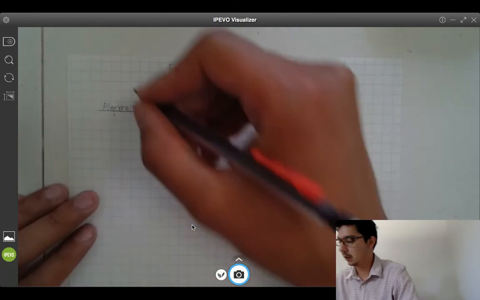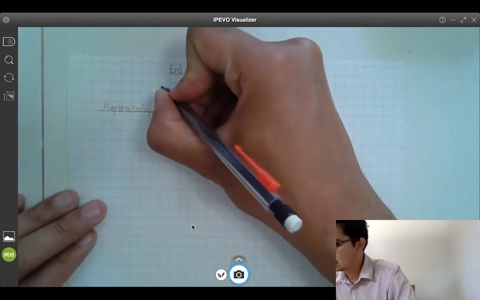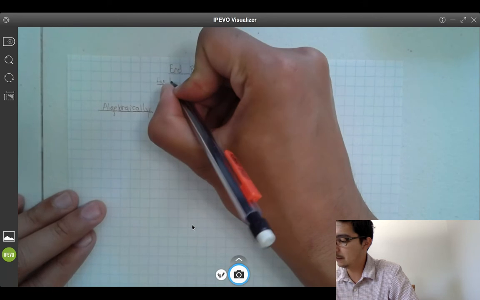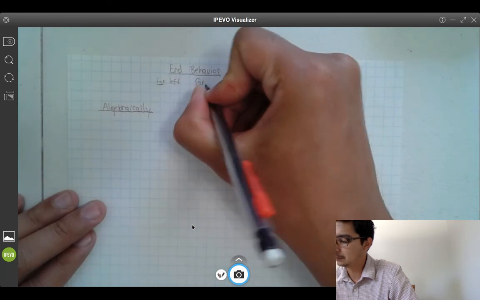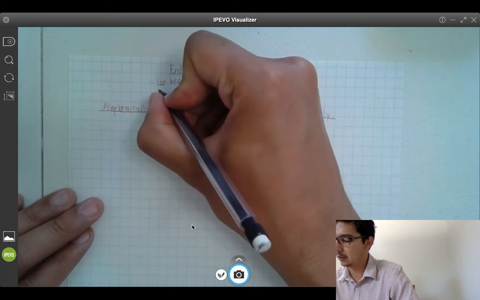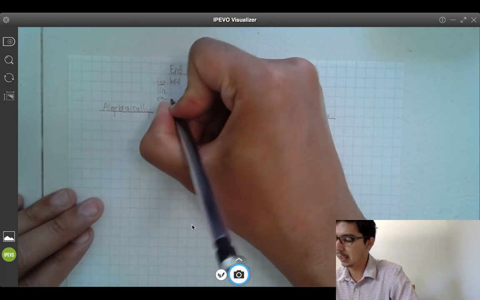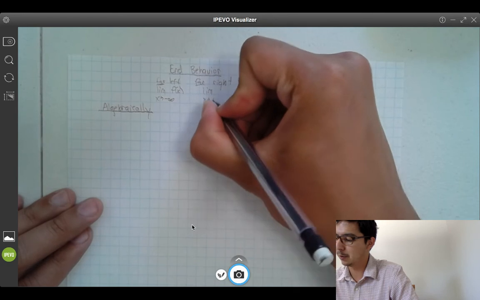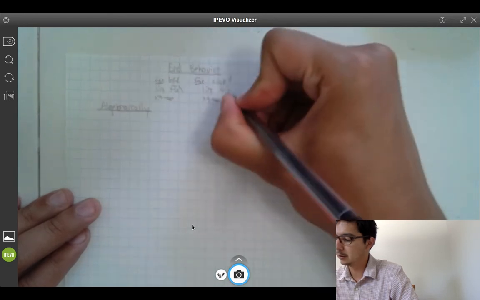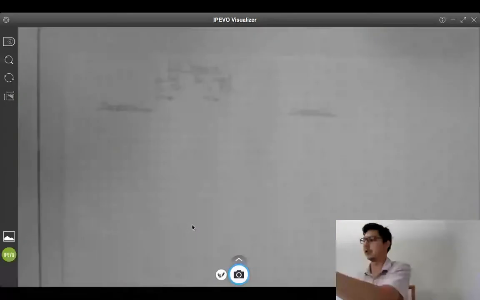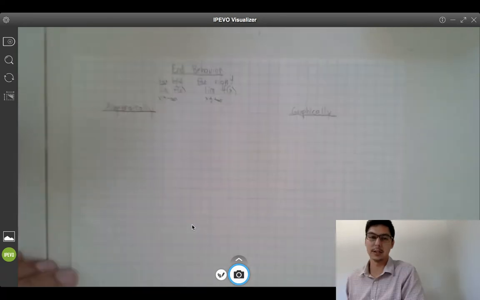So end behavior is what's happening to the function on the far left and far right. In math words, it's what's happening to the function as x approaches negative infinity, and what's happening as x approaches positive infinity. So it's the limit as x approaches negative infinity and the limit as x approaches positive infinity of the function.